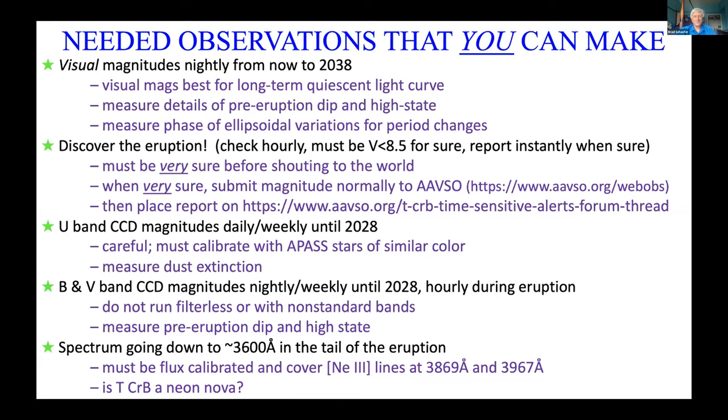Let's see. I think I just accidentally dismissed the next question in the queue. It was also about neon novae. Oh, yes. So Jay Shears had asked, how far into the eruption might you anticipate seeing the appearance of the neon lines or being sure that they're not appearing?